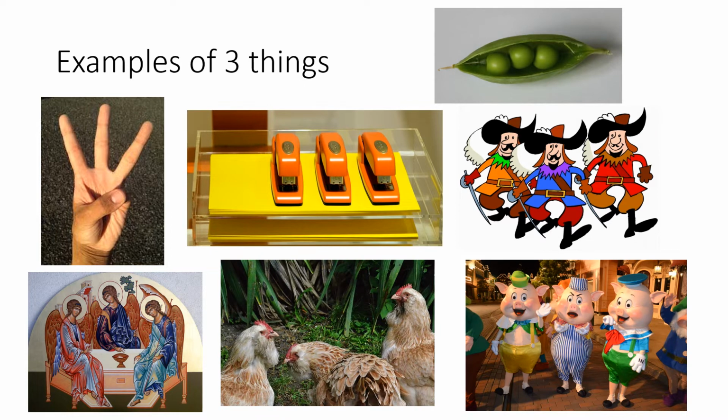However, it is important to note that you must also have a deeper understanding of what the number 3 represents. So I have included some examples of 3 things. For example, 3 peas in a pod, 3 fingers, or a common sight in a classroom might be 3 staplers, which is the standard required number for most classrooms. Similarly, we have trios in popular media, examples of 3 individuals: the 3 Musketeers, the 3 Little Pigs, the 3 French hens, and of course the Holy Trinity.